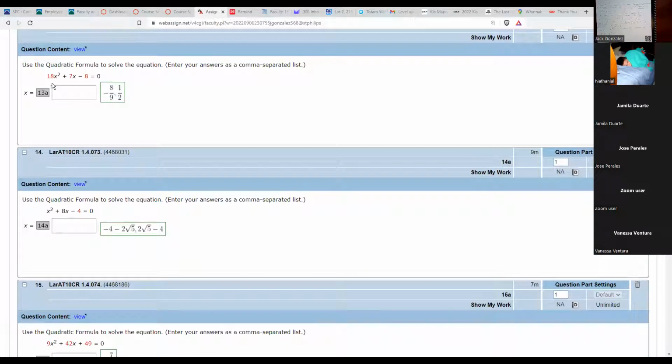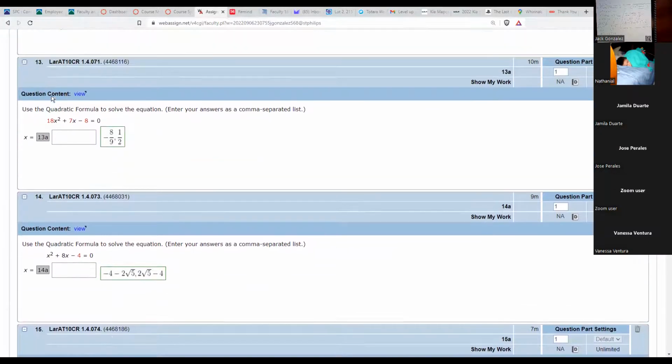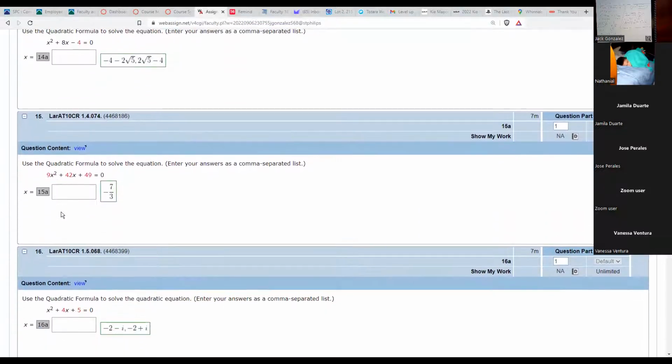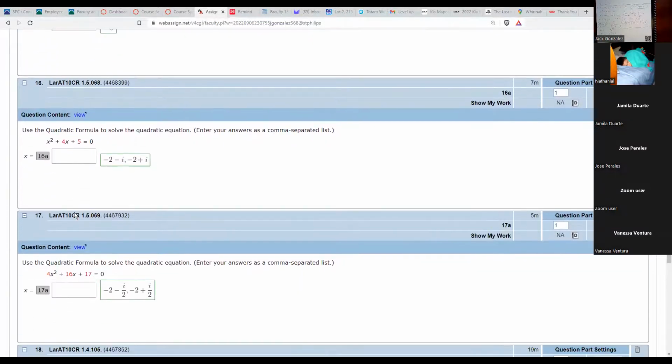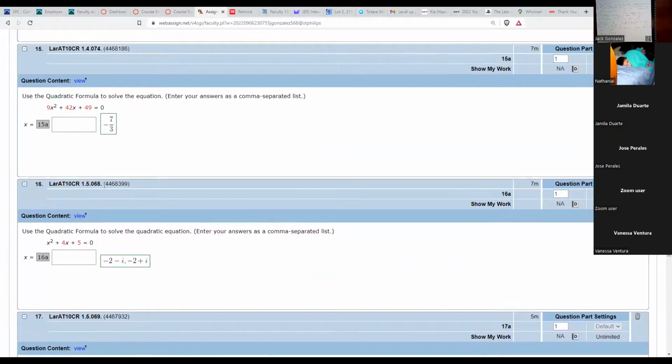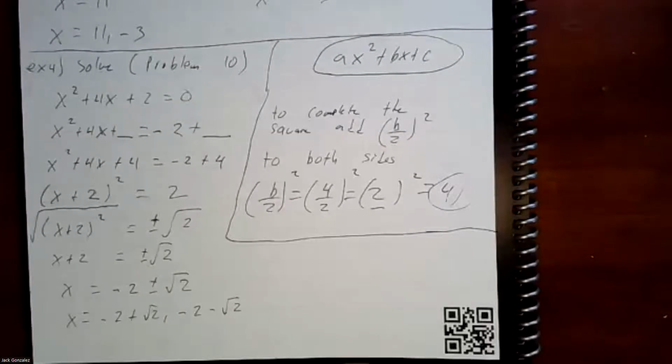Quadratic formula. It's been a while since we've done that one. Let's see. Numbers 13, 14, 15, 16, 17 are all the same type of question. So they really want you to practice using the formula. So let's do one.